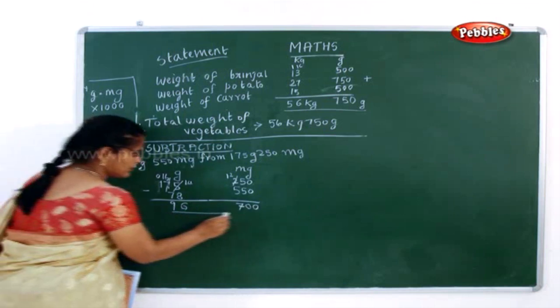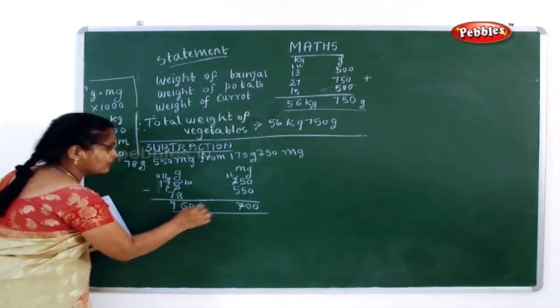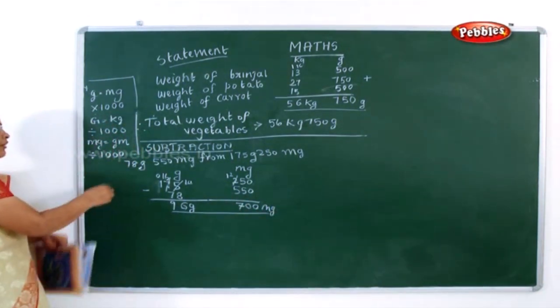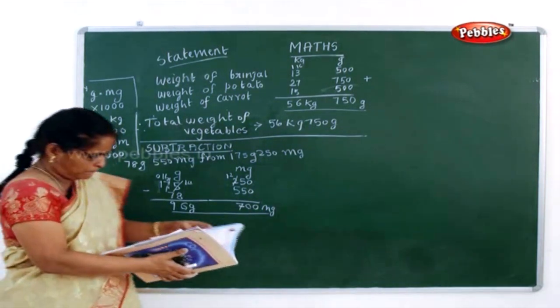So now what will you write here? Immediately, what do you have to write? This gram you have to write here. This mg should be written here. So this is how you have to do your subtraction. See, this is your example sum given in your book.